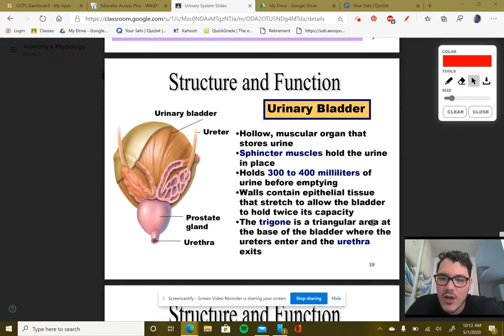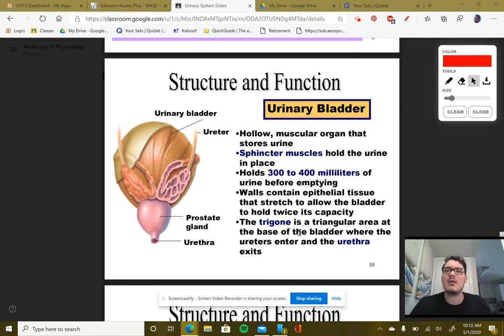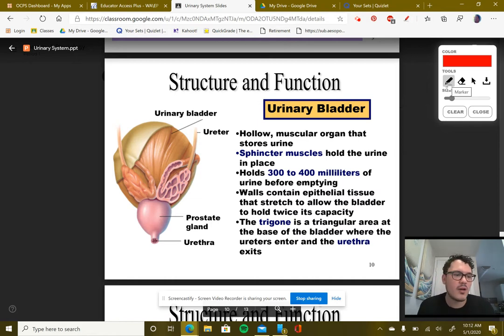The trigone is a triangular area at the base of the bladder where the ureters enter and the urethra exits. So basically, just to show a little bit of what we're discussing here, we don't need to worry too much about everything, but the trigone is kind of like this triangular, pseudo-shaped region.